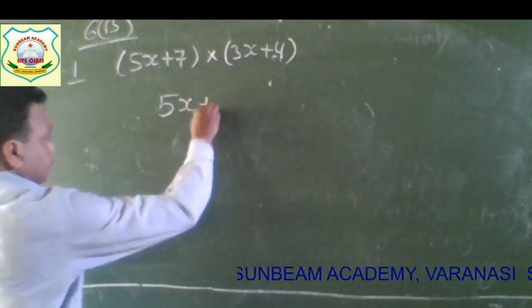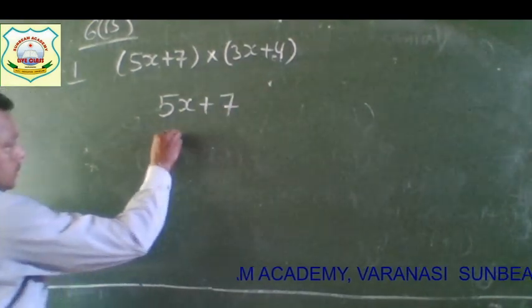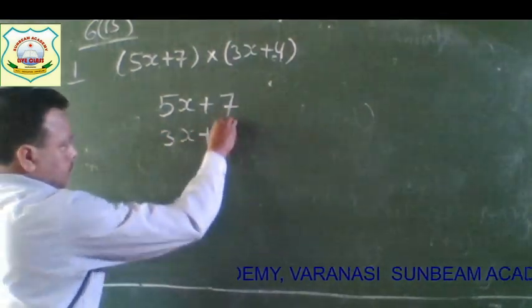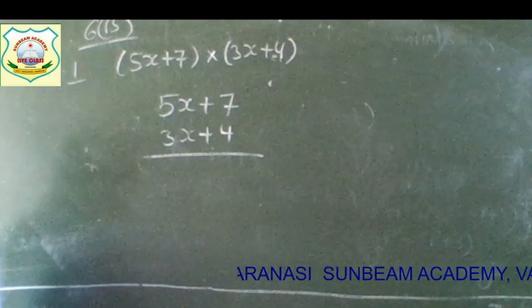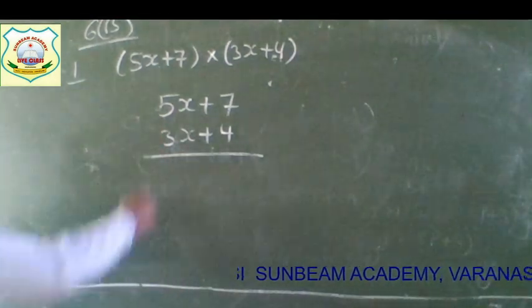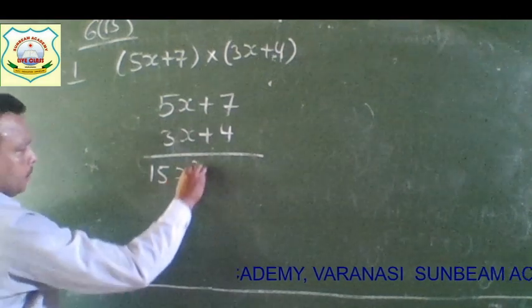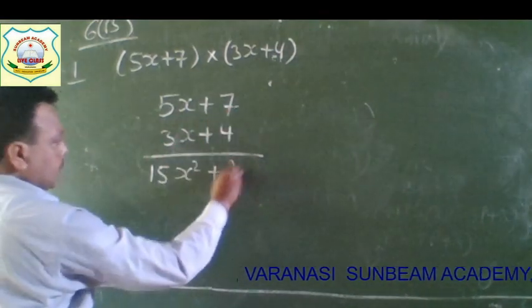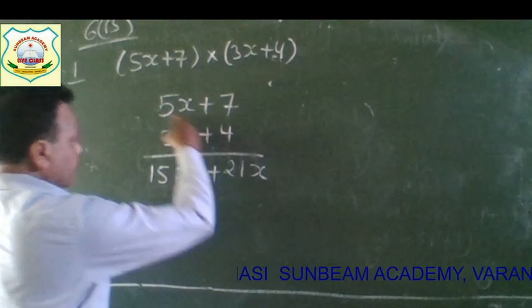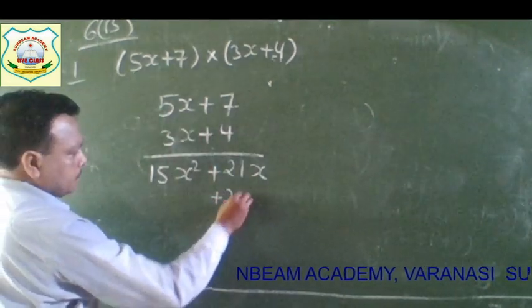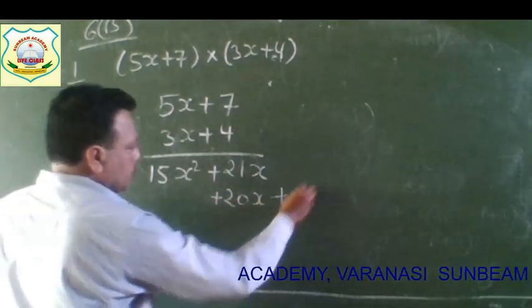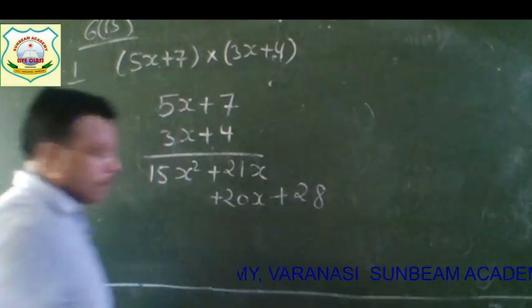5x plus 7 multiply 3x plus 4. Now we have written it. This is the vertical method. 3 into 5 that is 15, x into x that is x square, plus 3 7s are 21, then x 4 5s are 20x, and plus 4 7s are 28.